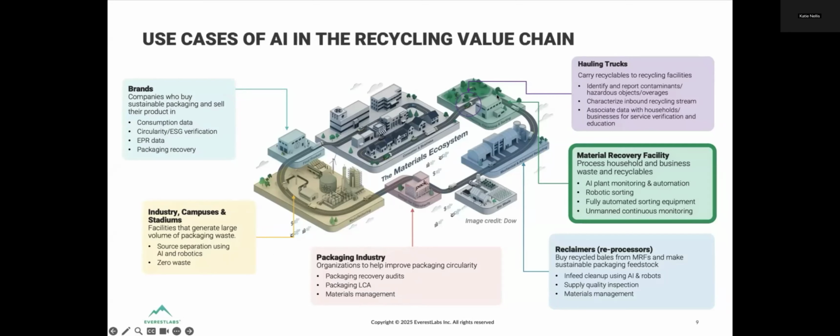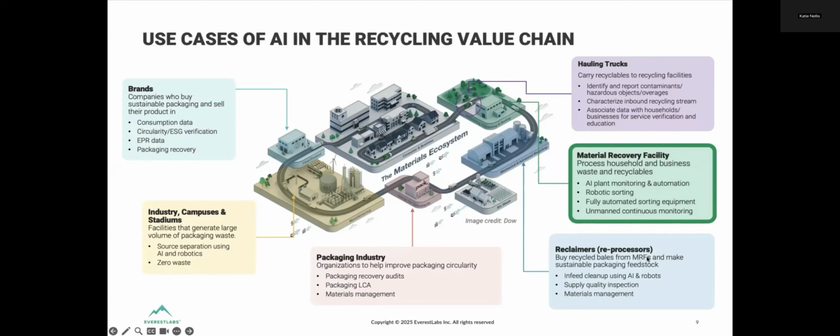There's a lot of use cases for AI in this whole value chain. The AI can be used to identify contaminants, identify what they call overages, using videos that are coming out of recycling trucks. What we specialize in at Everest Labs is helping material recovery facilities process household and business waste and recyclables, so that AI can be used for plant monitoring and automation, robotic sorting, automating other sorting equipment in the plant, as well as continuous monitoring of plants. This is the part that Katie will get into more in the next few slides.